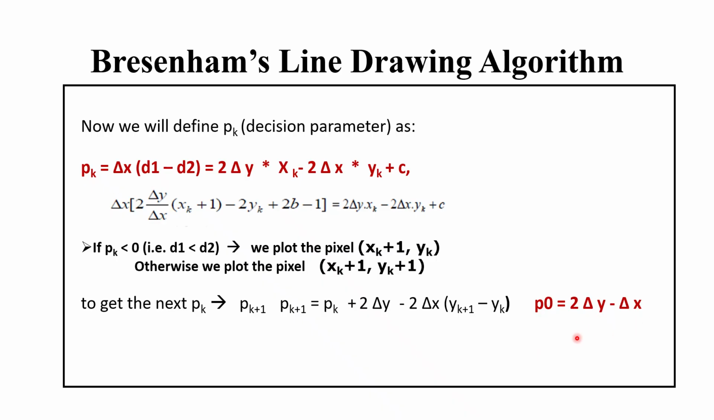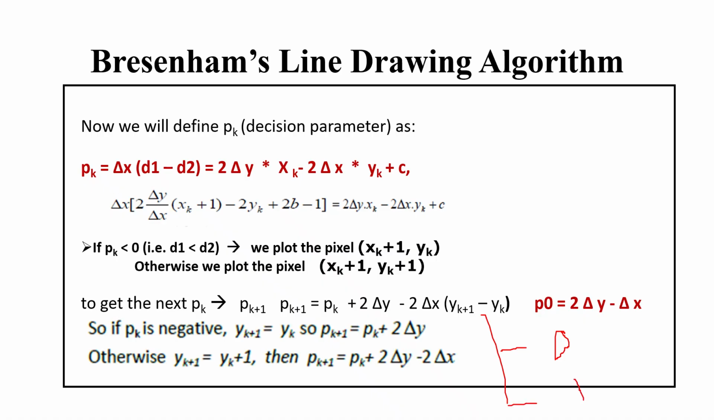Every time after finding the new value of the pixel, that is xk plus 1 comma yk or xk plus 1 comma yk plus 1, we need to find the new decision parameter as well, that is pk plus 1. So pk plus 1 is given by the formula previous pk value plus 2 del y minus 2 del x into yk plus 1 minus yk. This yk plus 1 minus yk can have two values. It can be either 0 or 1.